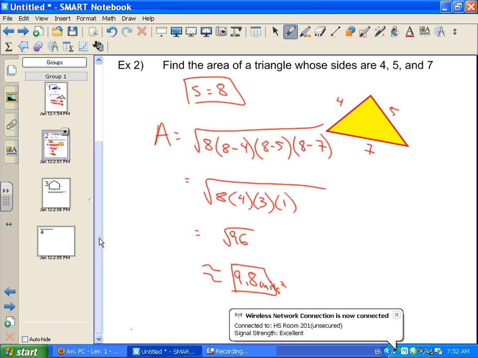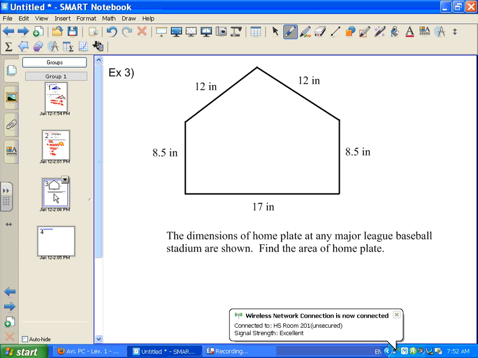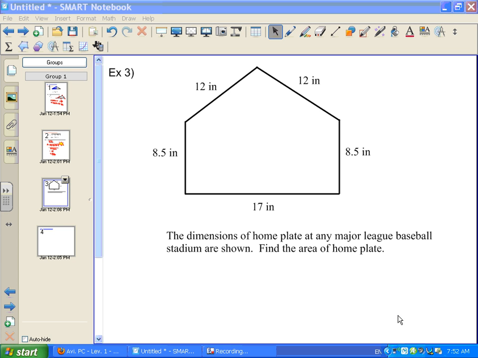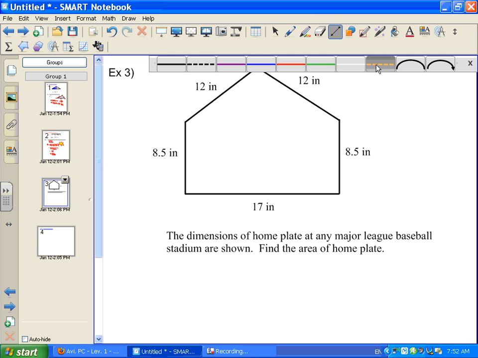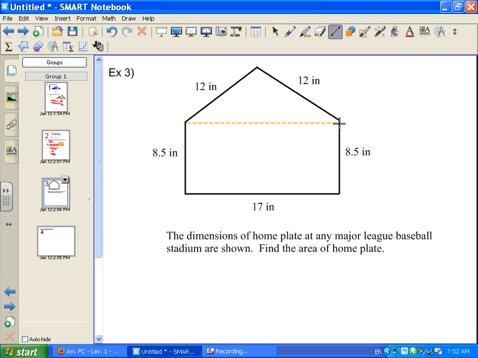So 2 new formulas and pretty useful. Here's the dimensions of a home plate at a baseball stadium, and I want to know the area of home plate. Well, that's easy. What do you want me to do first? Draw a line to finish a rectangle on a triangle. Okay. And then get the area of the rectangle, which is 8.5 times 17. So that's the easy one. That's the area of the rectangle.